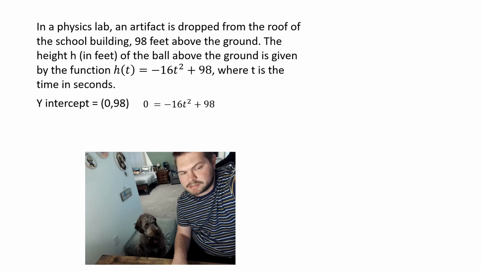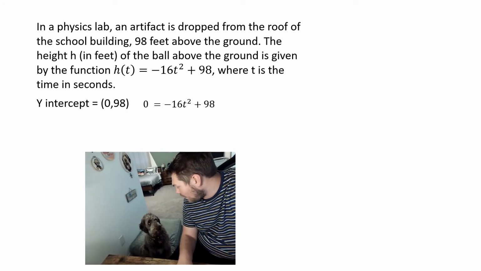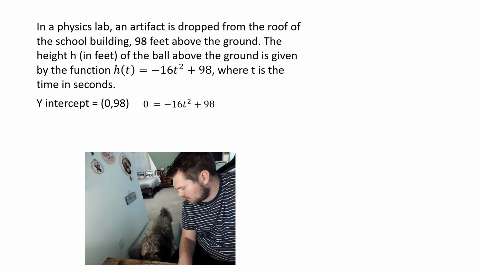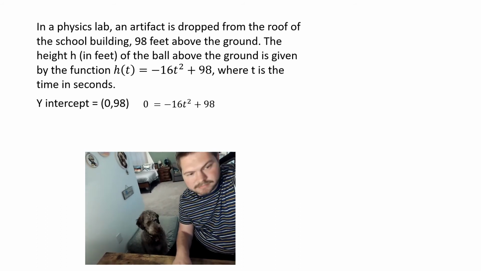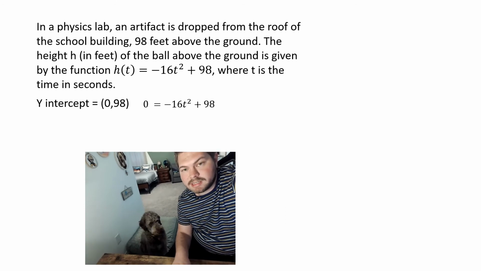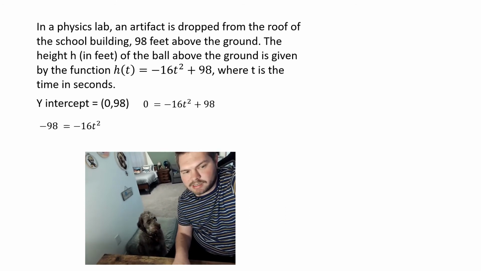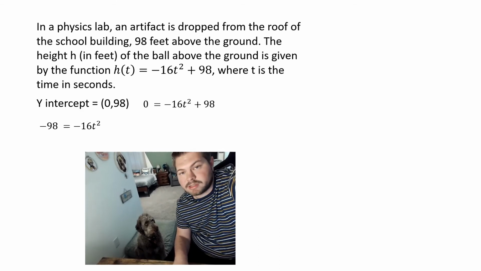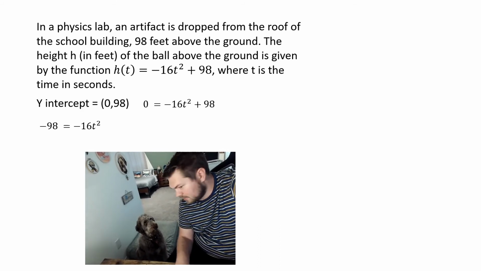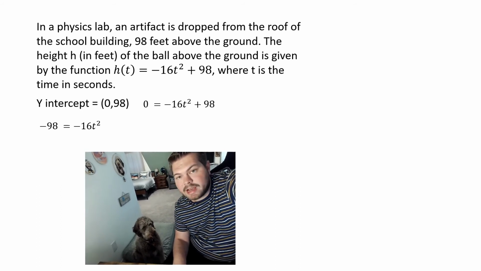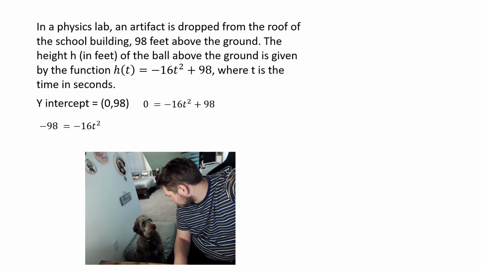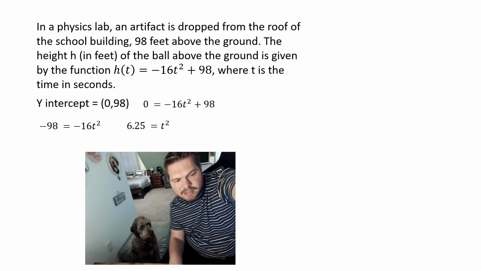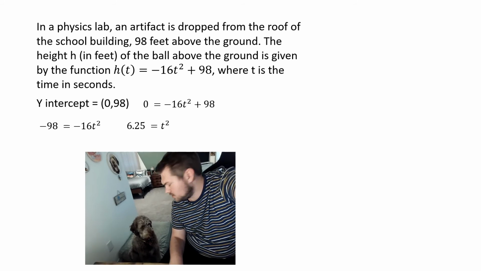We're going to set this equal to 0, because remember, if y is 0, then that's where our x-intercepts would be. So to move the 98 to the other side, we're going to subtract 98 on both sides. The 98 over here cancels out, and you get -98 on the other side. So now we're going to get rid of the 16. We're going to divide by negative 16 on both sides. The negatives are going to go away, and you get about 6.25.